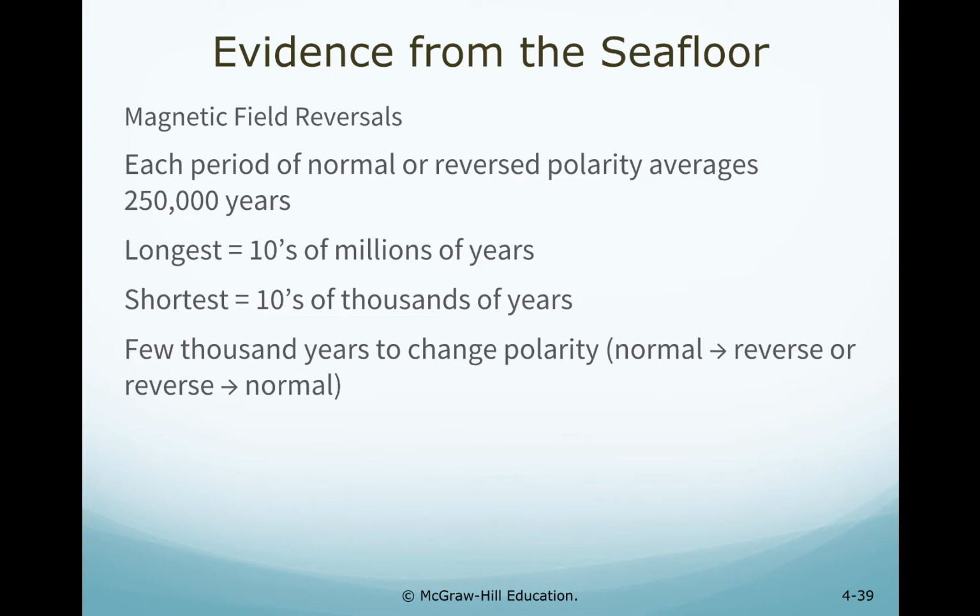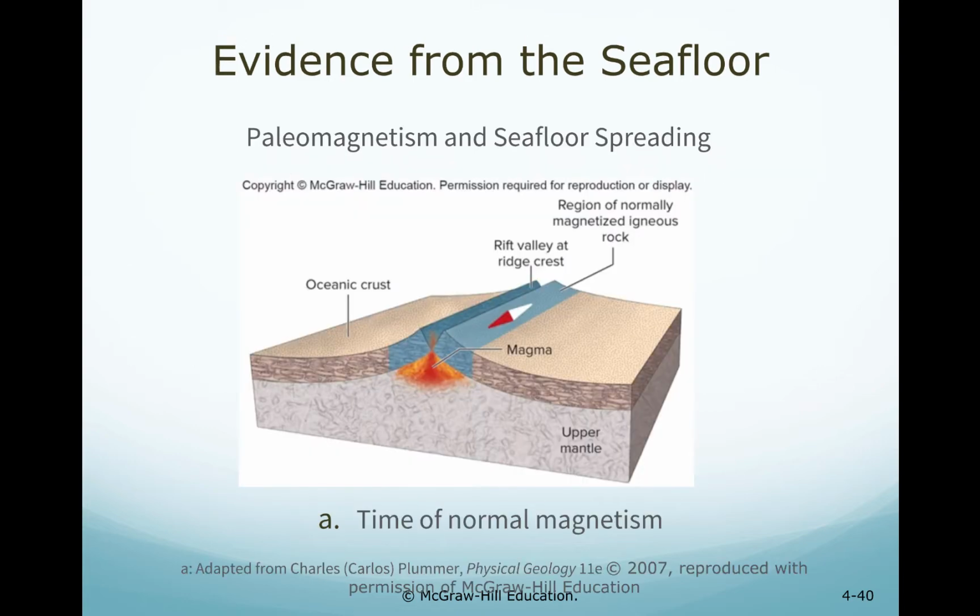The magnetic field reverses about every 250,000 years, and we're about due for a change very soon. The longest is tens of millions of years, and the shortest is tens of thousands of years. It takes a few thousand years to change the polarity. The paleomagnetism and seafloor spreading: they can tell by how the particles line up within the substances how often the magnetism reversed.